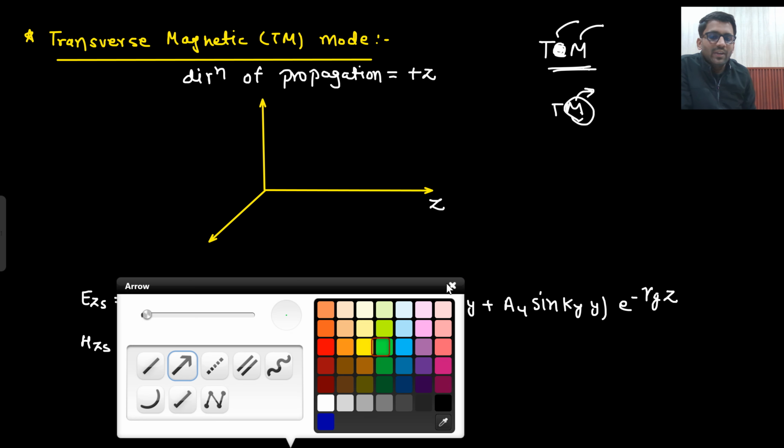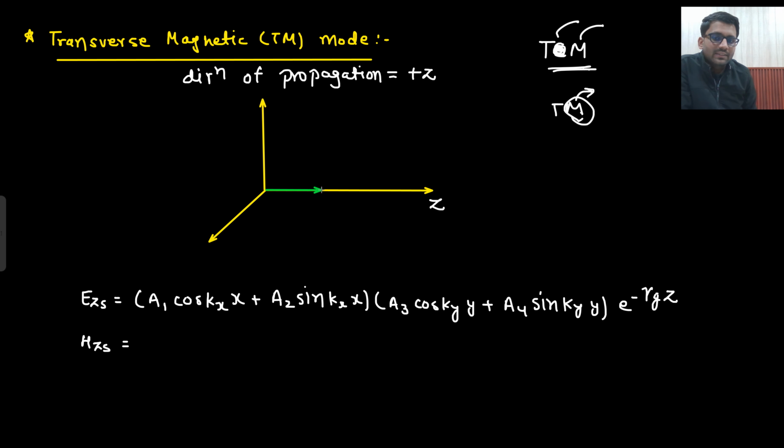So only which field will be existing? EZS would be existing. In the direction of propagation, what will be 0? HZS would be 0, but EZS would be non-zero. TEM means transverse electromagnetic wave, meaning in the direction of propagation, electric field and magnetic field are 0. And transverse magnetic means magnetic field is 0, in the direction of propagation. So HZS will be 0 and EZS will be as it is, whatever we have written.